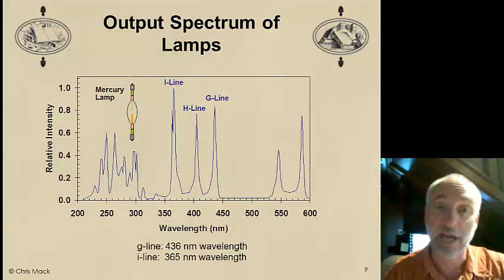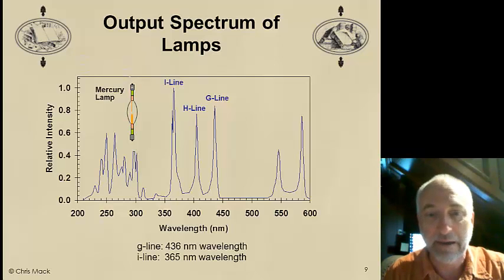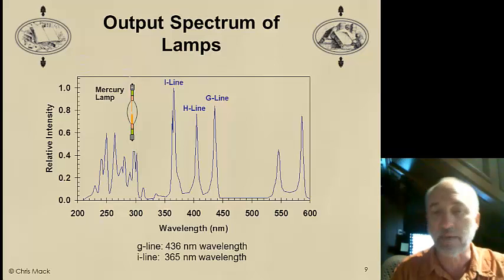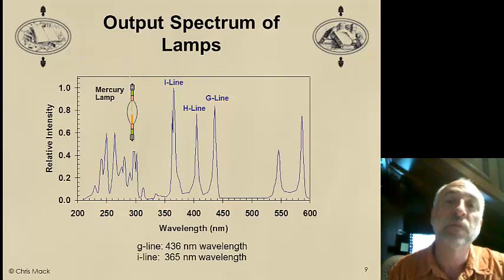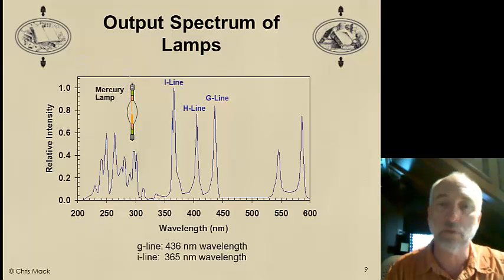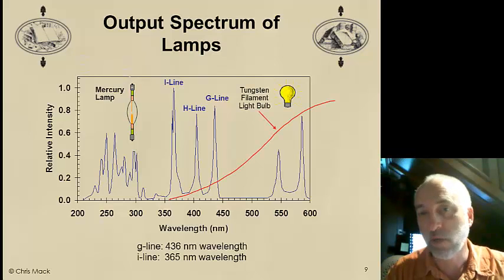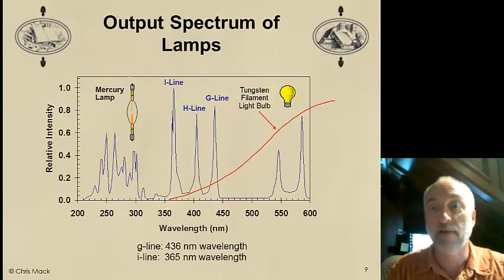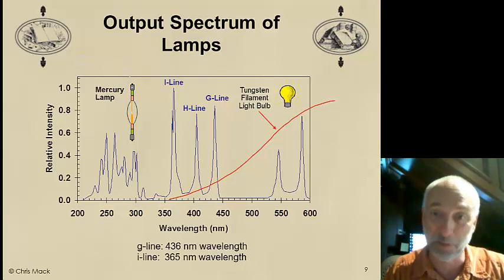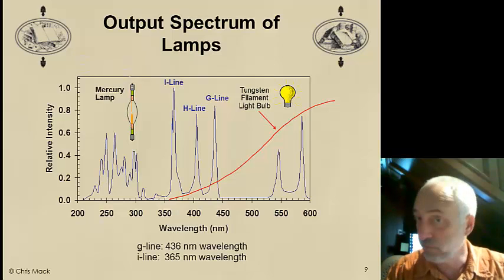They're just named alphabetically, G, H, I. The G line is at 436 nanometers, and the I line is at 365 nanometers. This kind of elemental lines showing up in a lamp is quite a bit different compared to a thermal source like a tungsten filament light bulb, something that we still have some around today, although soon these will be gone as well as we move to LED lighting.